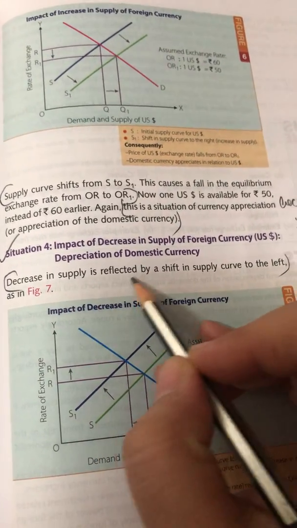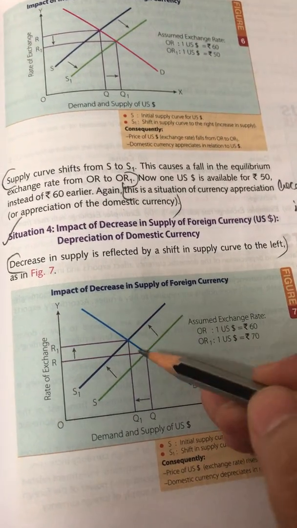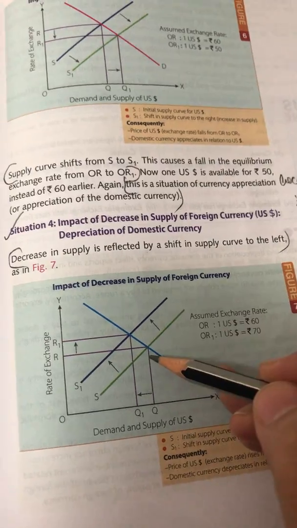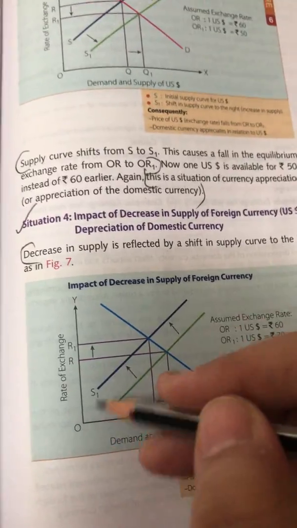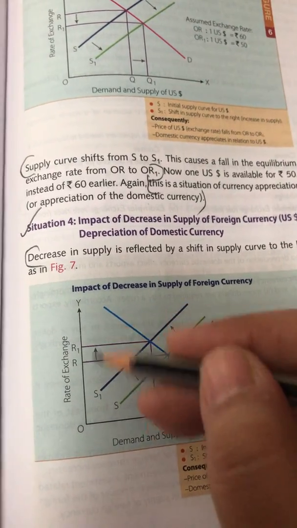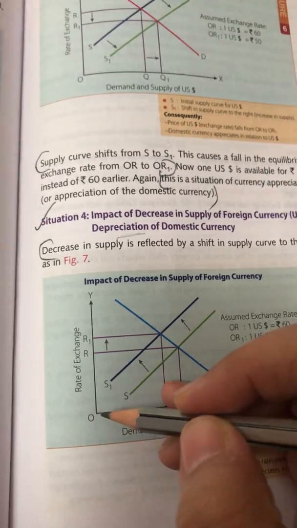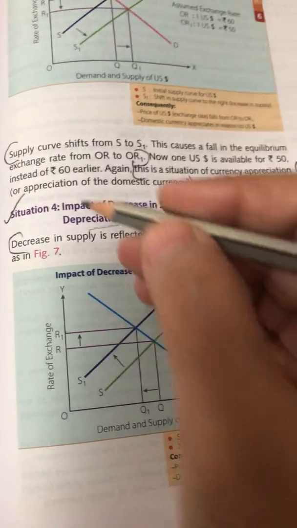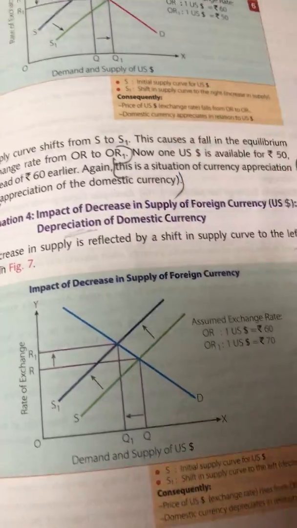Decrease in supply is reflected by a shift in the supply curve to the left. Now the decrease in supply is from S to S1. The demand is the same, but supply is decreasing. So there is increase in foreign exchange rate, which is going to depreciate our domestic currency. The foreign exchange rate is increasing from OR to OR1 and our currency is depreciating. That means we are supposed to pay more.